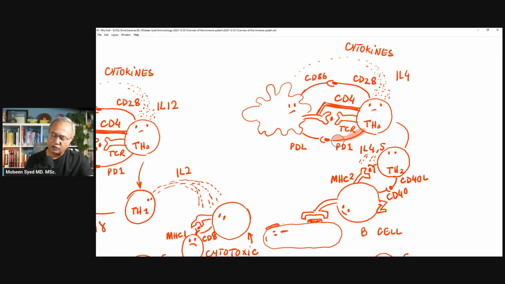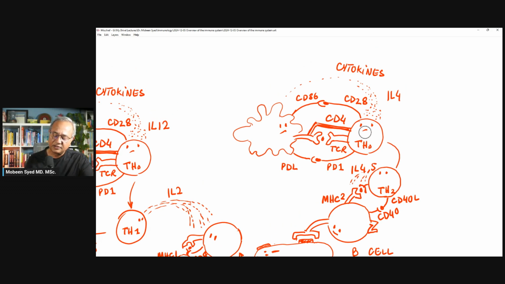Then there are other molecules called PD1 and PDL that are also bound with each other. There are other molecules called CD28 and CD86 that are bound as well. The point is there are 4 or 5 arms that have to connect with each other to make sure that this activation is needed. This is called costimulation. However, in this case, on this T helper 0 cell, the bathing molecule is interleukin 4.